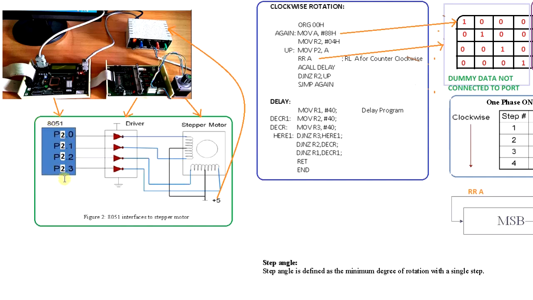From port 2, I am using 4 pins here: pin 0, pin 1, pin 2, and pin 3 of port 2. So that means the lower 4 pins of port 2 are used here, from this kit.